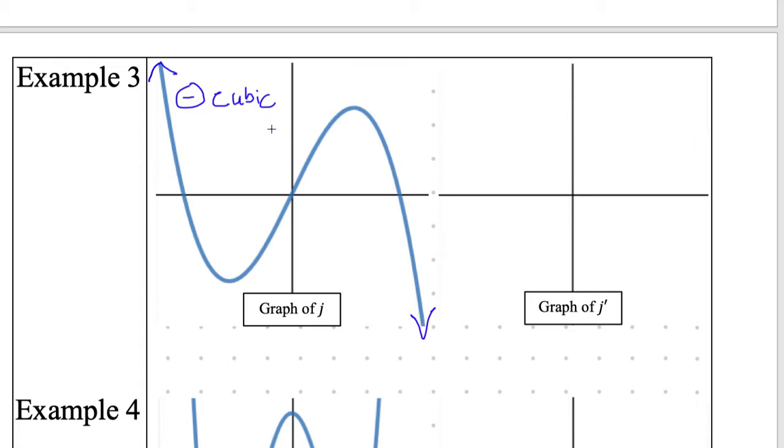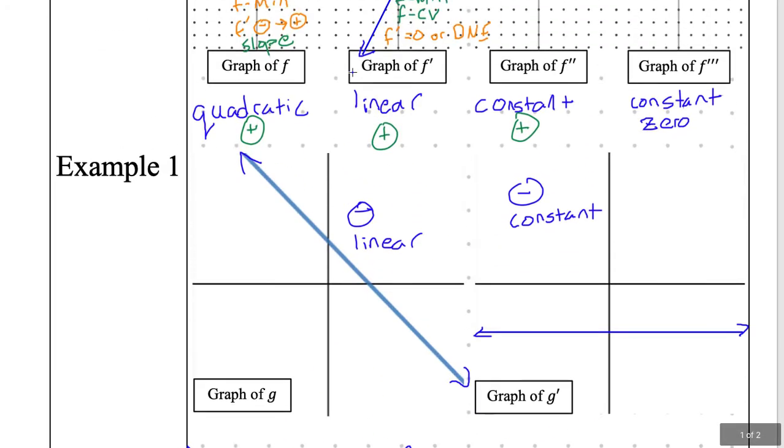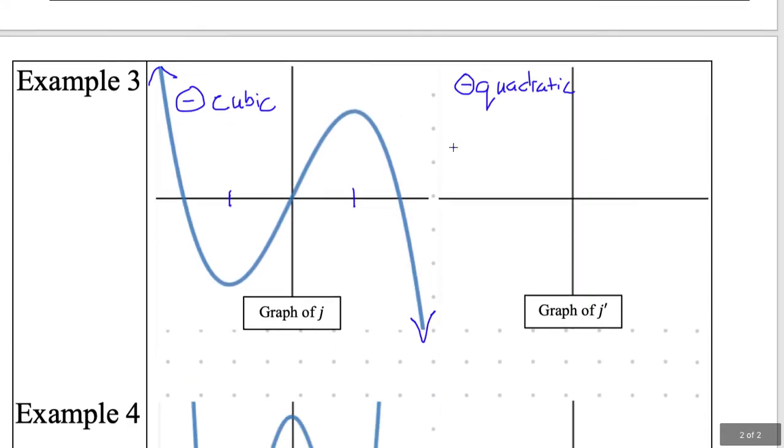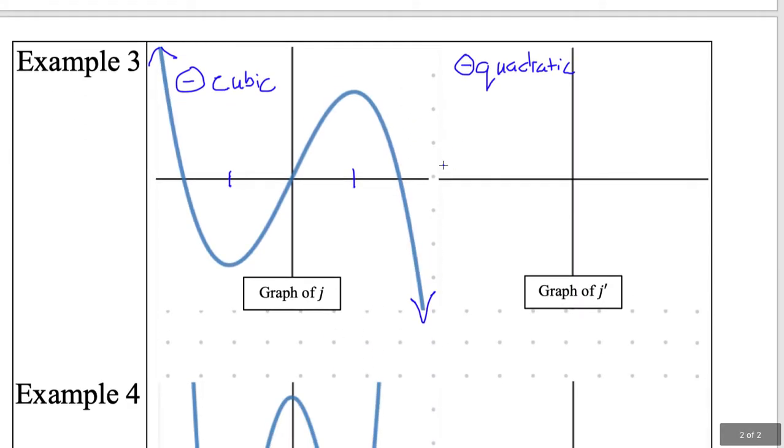Notice where your x-coordinates are for your relative extremum. You have a relative extremum here and here. What does that tell you about your graph of J prime? I'll let you figure it out. Good luck. All right, so if I have a negative cubic, it should turn into a negative quadratic. And if you forgot what a quadratic is, it's this U shape. That is a quadratic. This is also a quadratic. So a negative quadratic is a rainbow, or if you prefer to be depressed, it's a sad face.